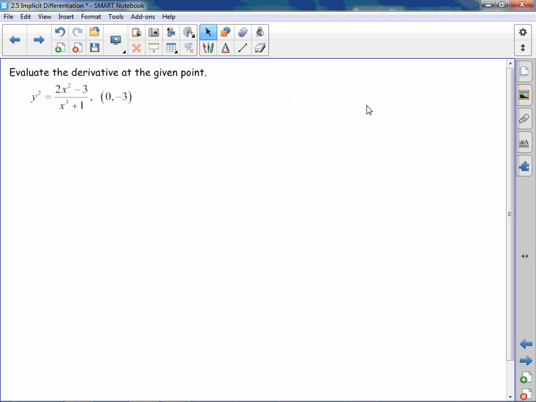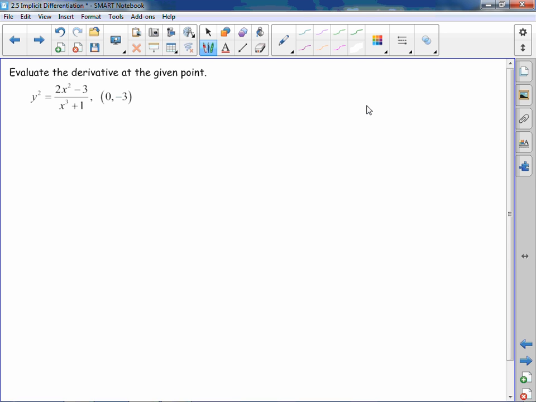If we want to evaluate a derivative at a given point using implicit differentiation, the only way it differs from what you've been doing so far is that you'll have to plug in not only an x, but also a y. When I look at this problem, y squared equals the quantity 2x squared minus 3 divided by the quantity x cubed plus 1.